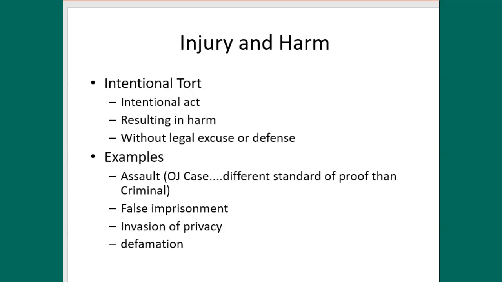Examples in the media would be the O.J. Simpson case. If you remember, he was tried for murder and acquitted, and the standard of proof there was beyond a reasonable doubt. The estate of the victim then brought a civil suit for the intentional tort of assault and battery, resulting in the death of the victim. And the standard of proof then was only a preponderance of the evidence. So, although he was acquitted in the criminal case, there was a verdict against him entered in the civil case for the intentional tort.